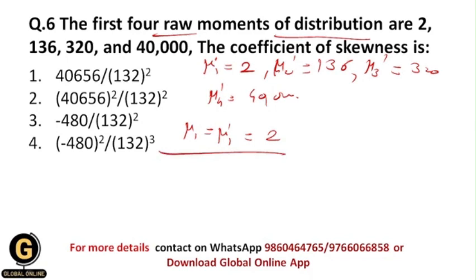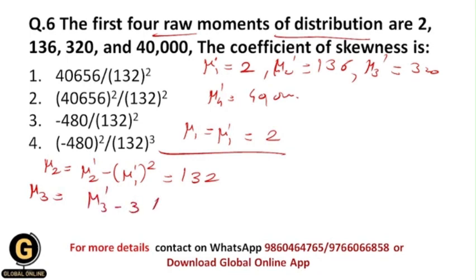Now whenever you need to calculate the value of mu 2, the formula is mu 2 slash minus (mu 1 slash) squared, and that's why your correct value for it is 132. Now let us find out the value of mu 3, which is equal to mu 3 slash minus 3 times mu 2 slash times mu 1 slash plus 2 times (mu 1 slash) cubed. When you substitute the values of mu 3 slash, mu 2 slash, mu 1 slash, you will finally get minus 480.